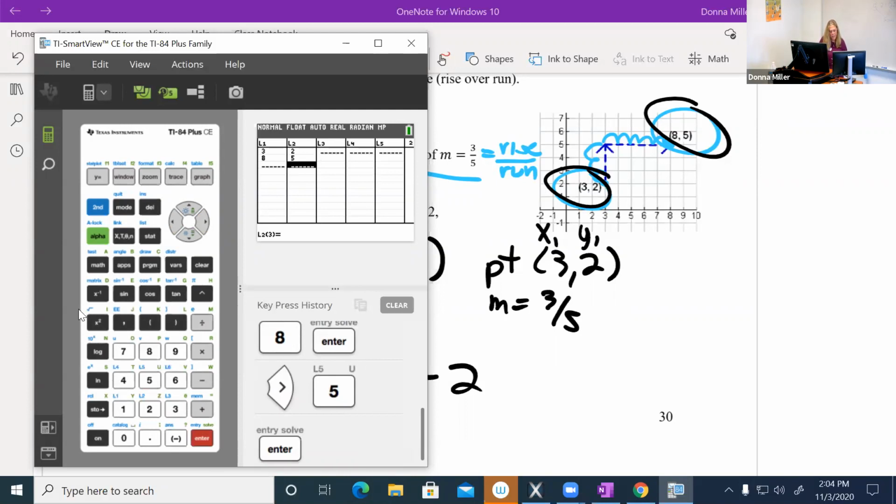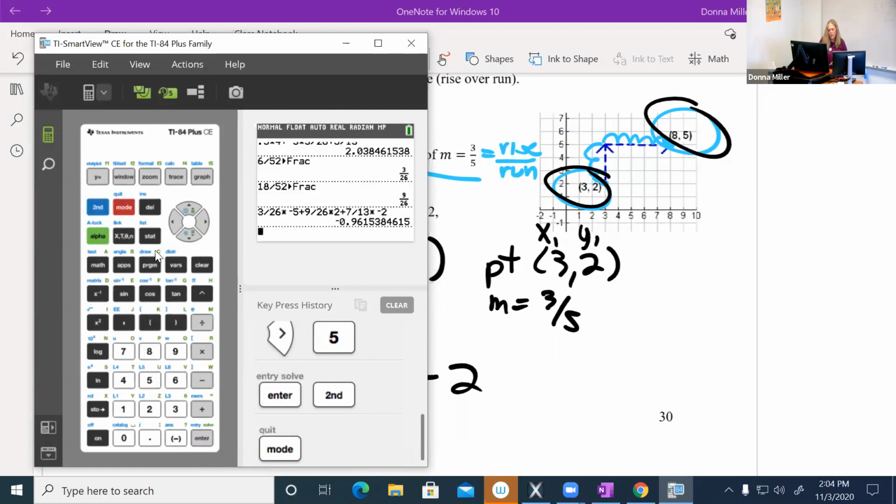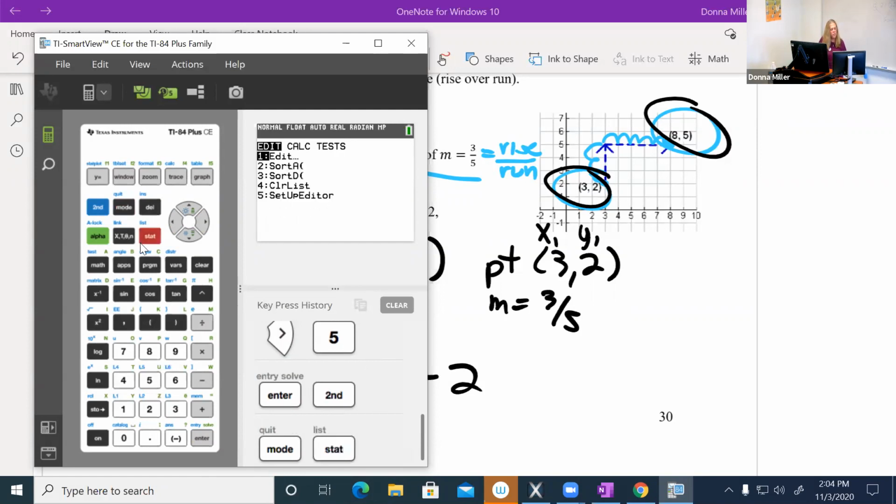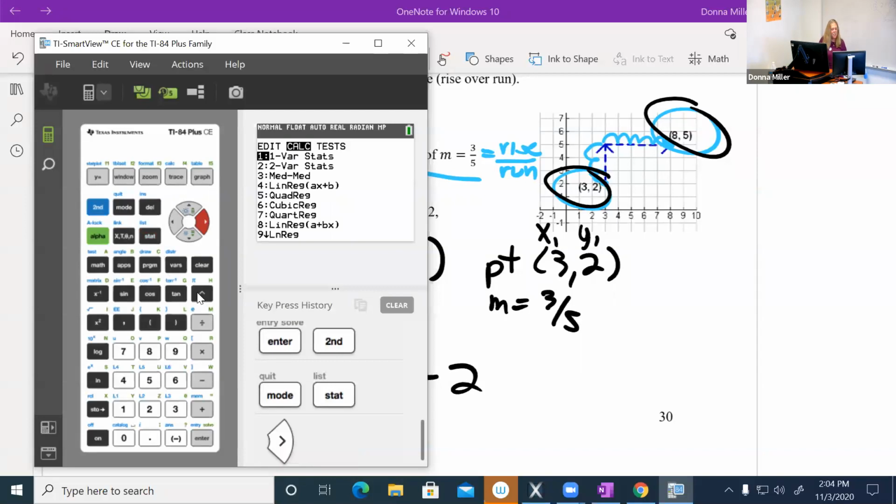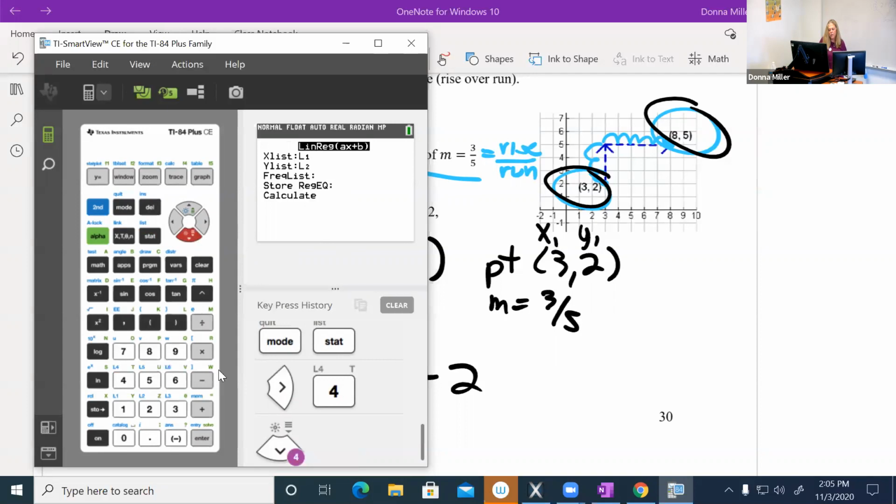Once I have them in my lists, I'm going to quit out of these lists. I hit second quit. Then I go back to stat. This is where all my statistics stuff is. Stat, and I'm going over to CALC, calculate. You'll see there's something that says lin reg number 4. That's going to give you the equation of the line. So you press number 4 and see where it says X is in L1, Y is in L2. That's what I want, right? I calculate it, go down here, and press enter. So I get 0.6x plus 0.2, which is the same as the equation I just got.